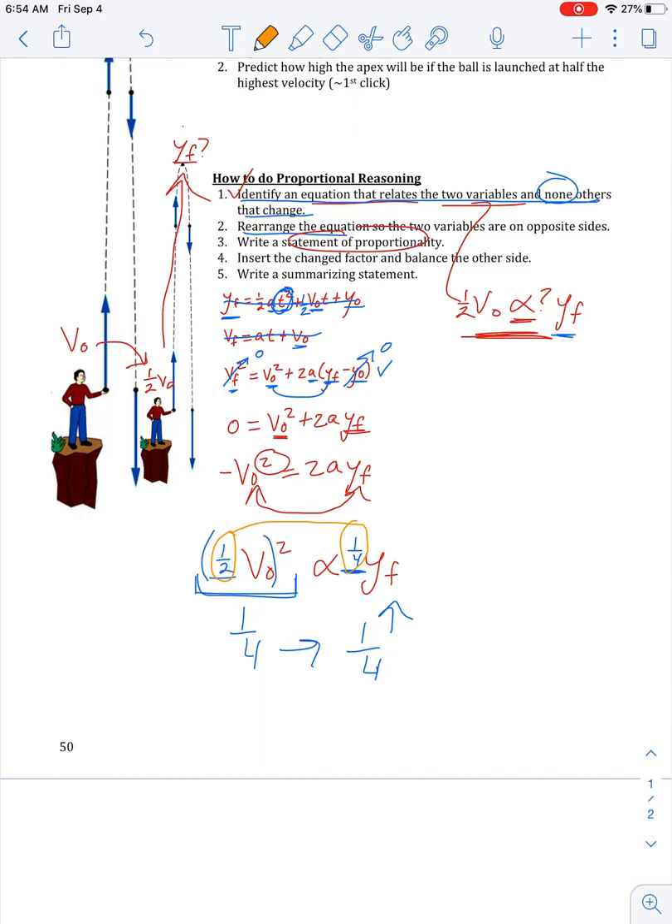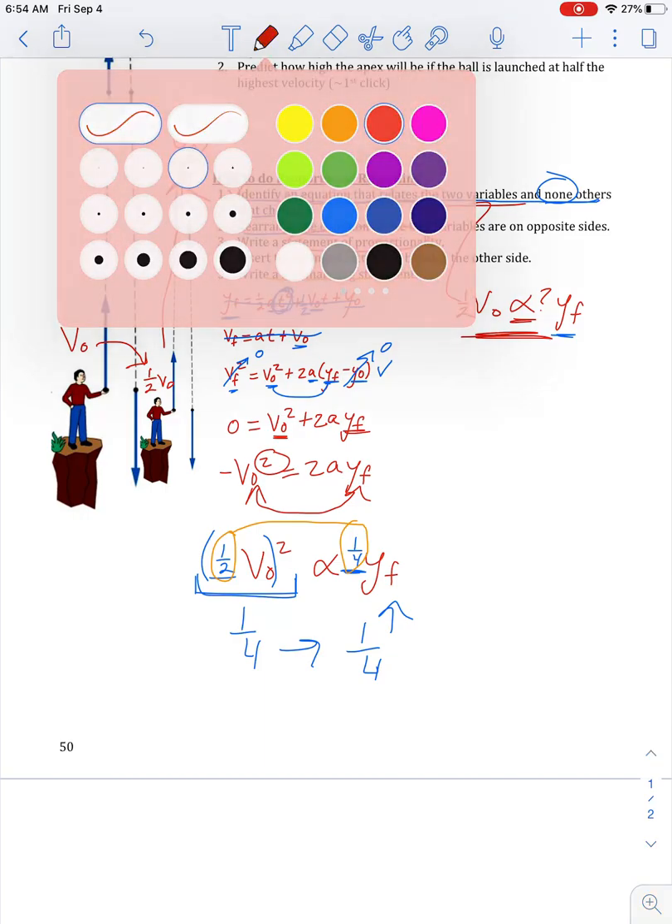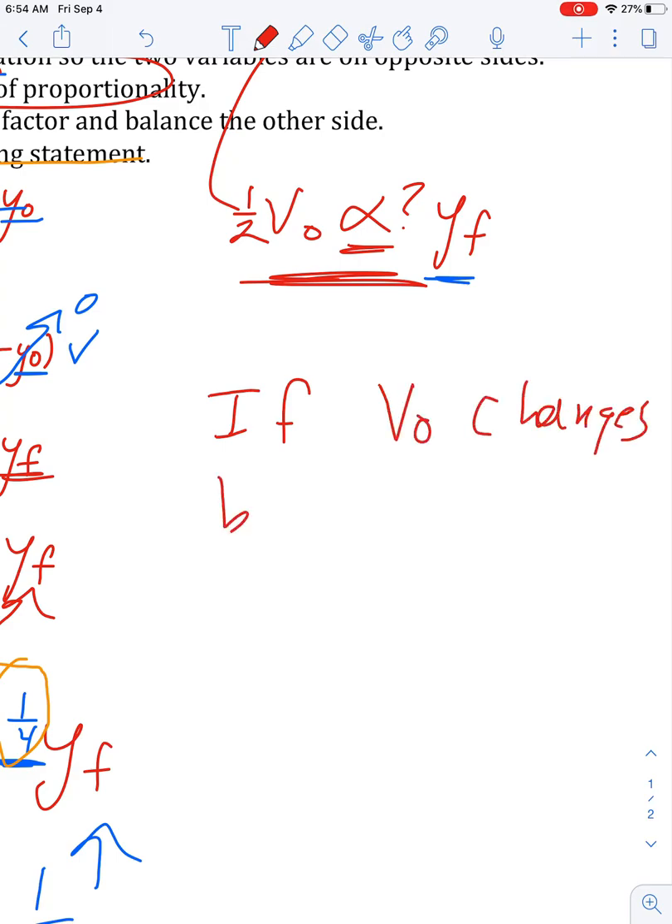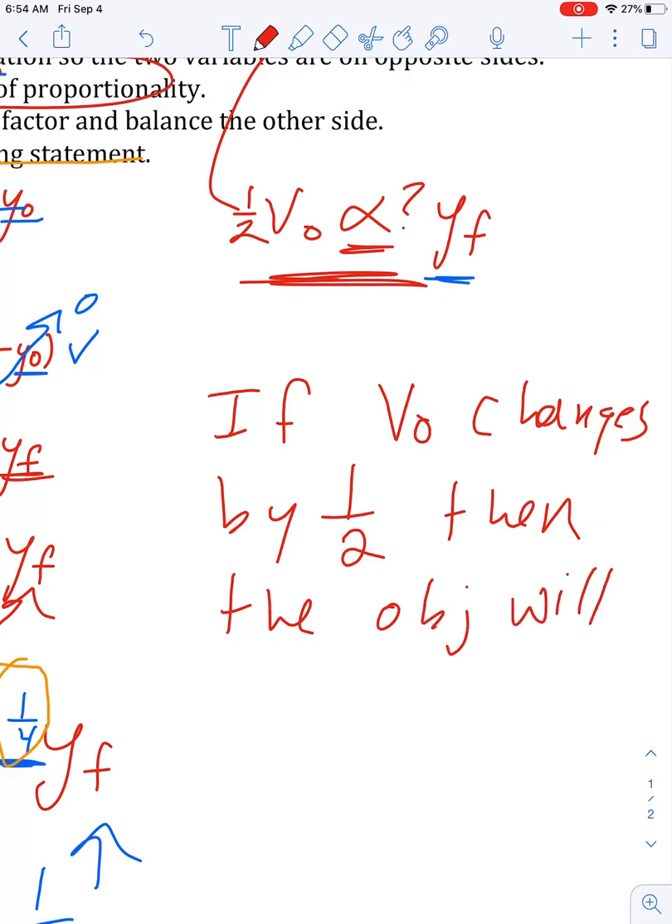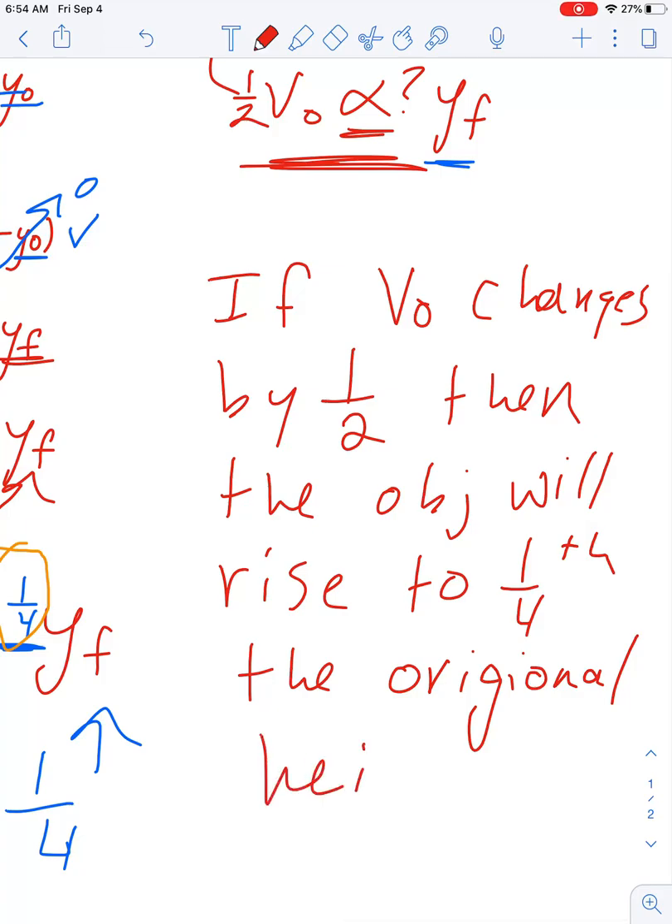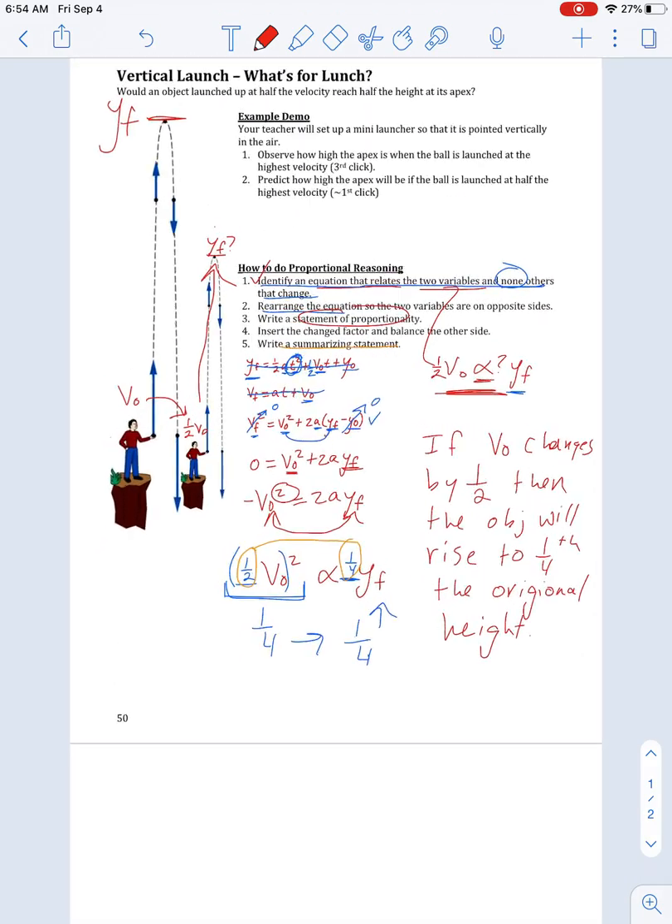So lastly, it's a good idea to write a summarizing statement. Our summarizing statement would sound something like this: if the initial velocity changes by 1/2, then the object will rise to 1/4 the original height. Boom. And there you have it.